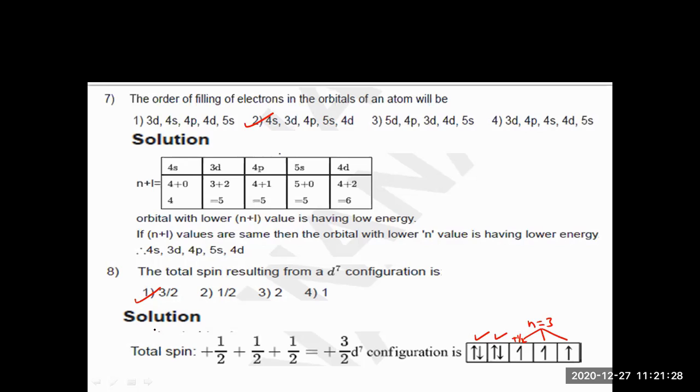What is the spin value of d5 configuration? 5 by 2. What is the spin value of d3 configuration? 3 by 2. d9, 1 by 2. d8, 1. d2, 1. d6, 2. d4, 2.